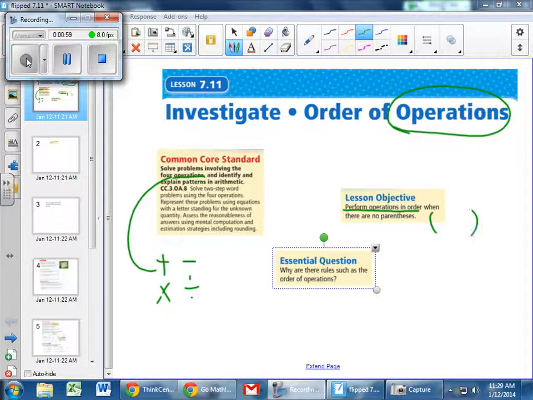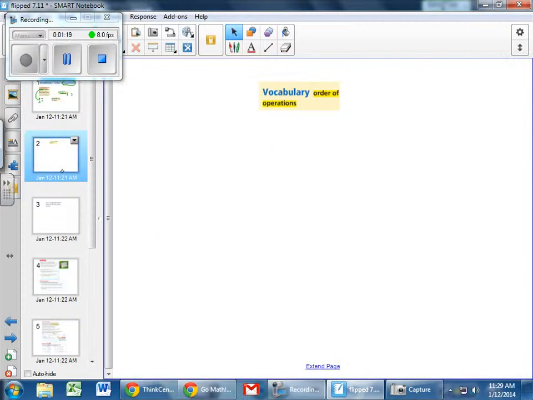Before, I think we have probably worked with problems that have had parentheses in them, but now we're going to solve some problems in specific order that do not have parentheses in them. And your essential question that you're going to keep in mind for journaling later is, why are there rules such as order of operations? So first of all, we need to figure out what the order of operations is.